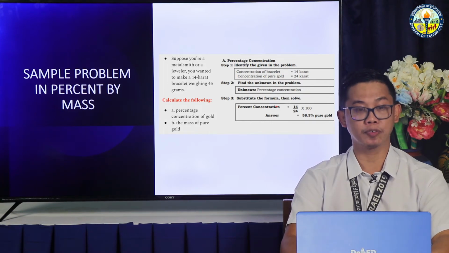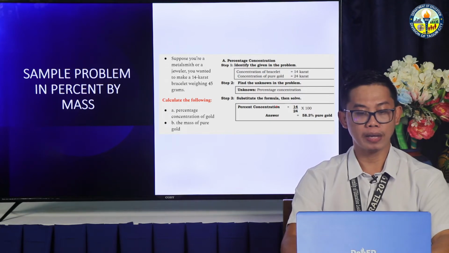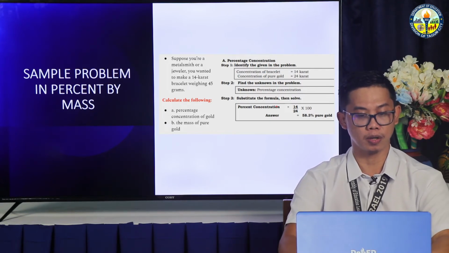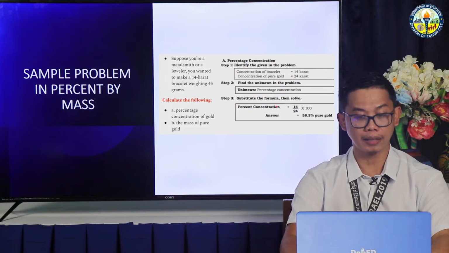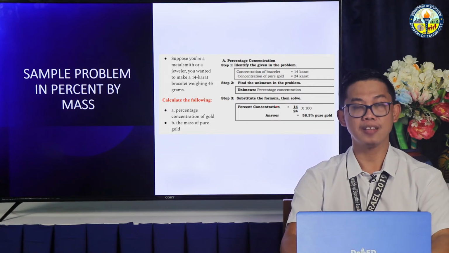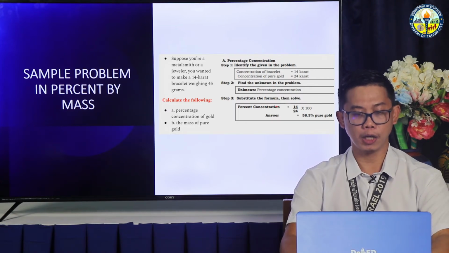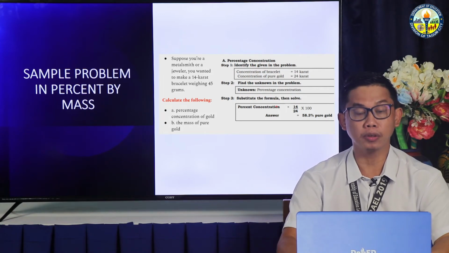For step 3, substitute the formula, then solve. We will have the percentage concentration or percent by mass is equal to 14 karat mass of solute divided by 24 karat mass of solution, then multiply by 100%. And the answer is 58.3% of gold.